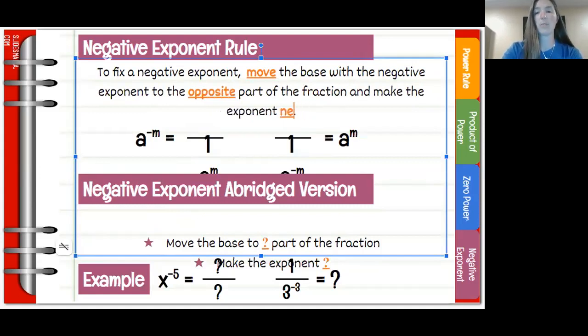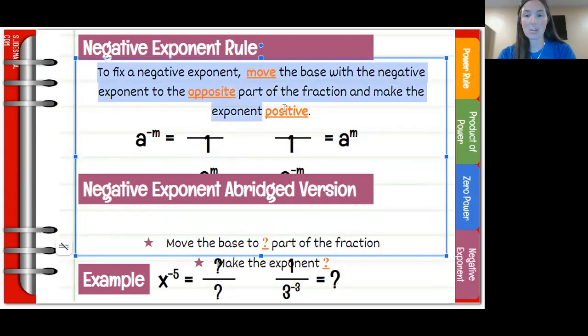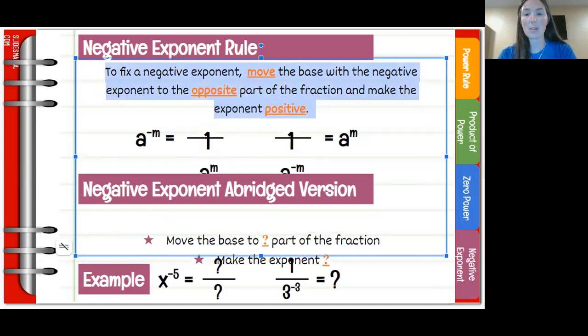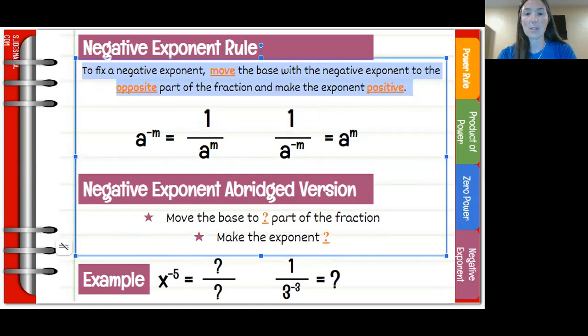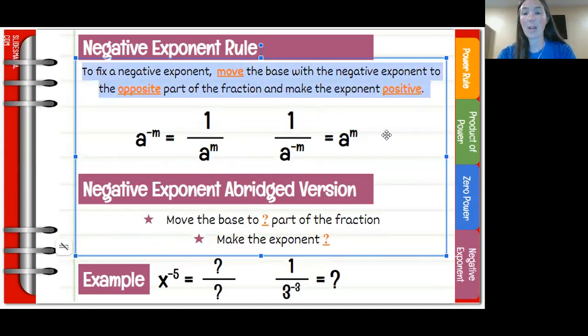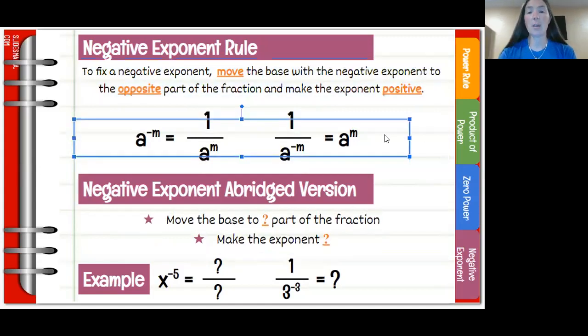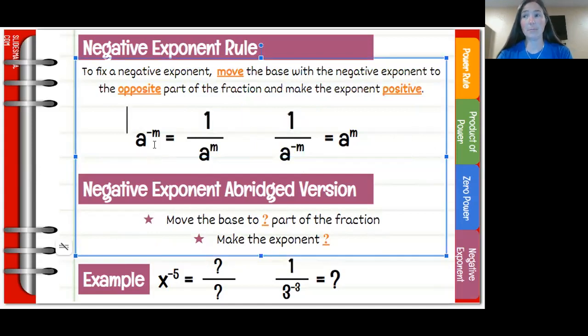I can't type today. I don't know why I just said that. So again, we're going to move the base with the negative exponent to the opposite part of the fraction and make the exponent positive. Now, I'm going to have to alter this because obviously it jacked up my examples down there. So I'm going to try to make it a little bit smaller so that it fits on that one line. Okay, so here's the examples. Man, I'm having a hard time today.